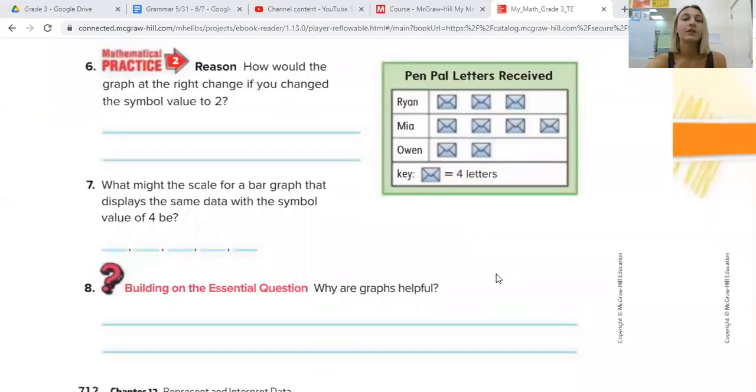Number 6, how would the graph at the right change if you changed the symbol value to 2? So you don't need to redo it, but if we change this symbol to mean 2 letters instead of 4 letters, how would this change? Would we have more pictures of letters? Would we have less pictures of letters? How much more? How much less? Try a sentence there to explain how it would change.